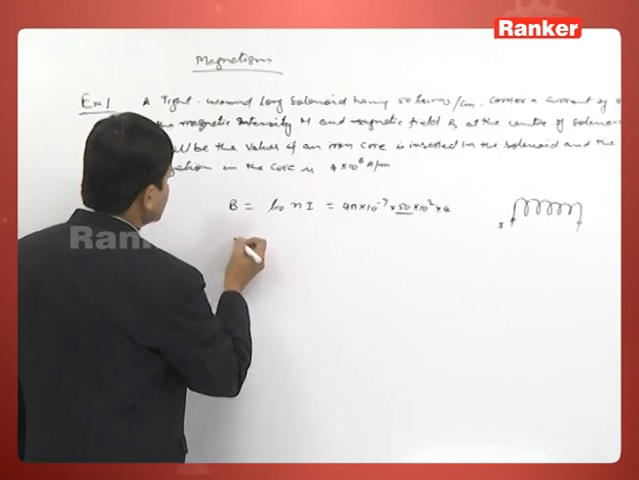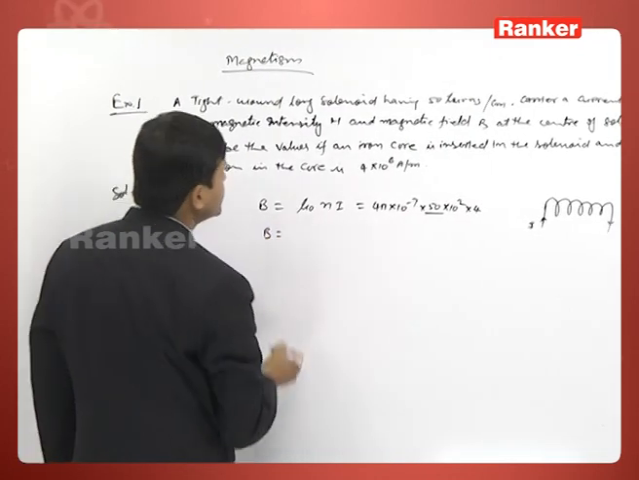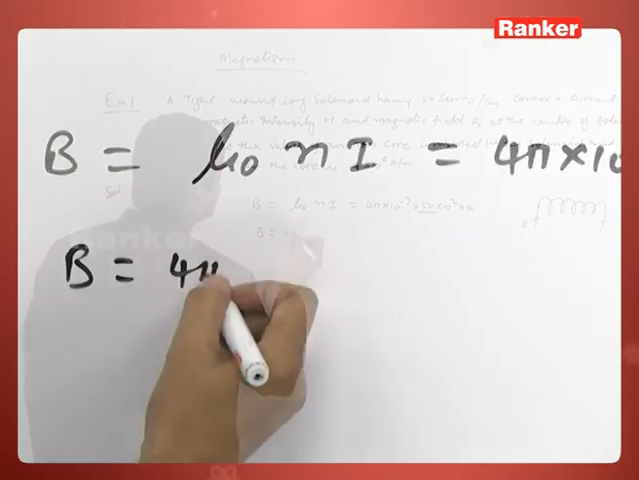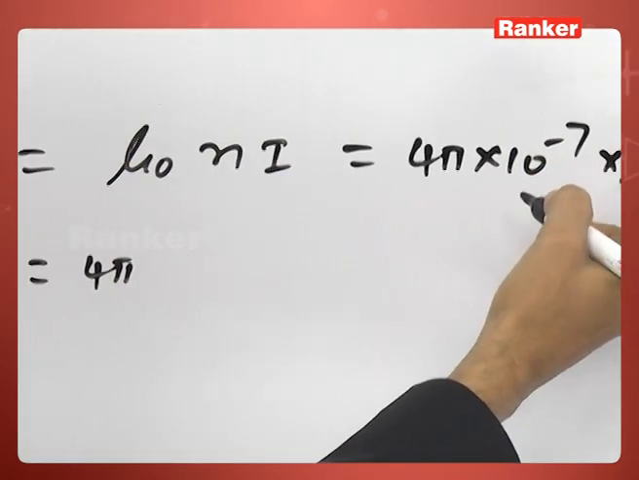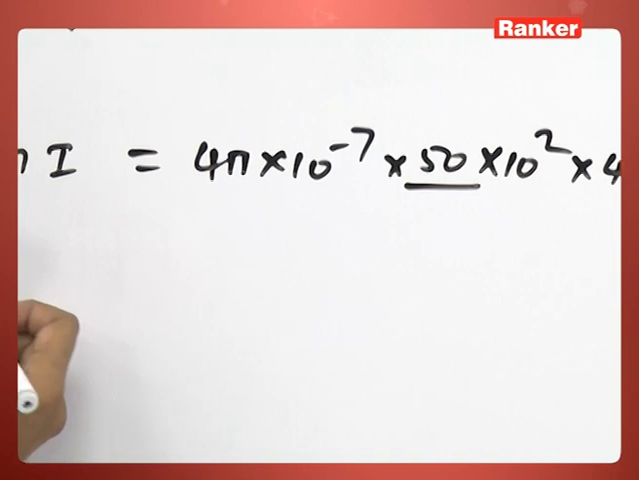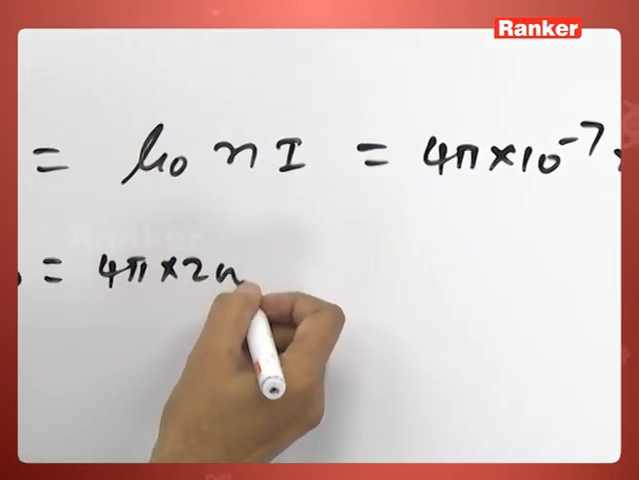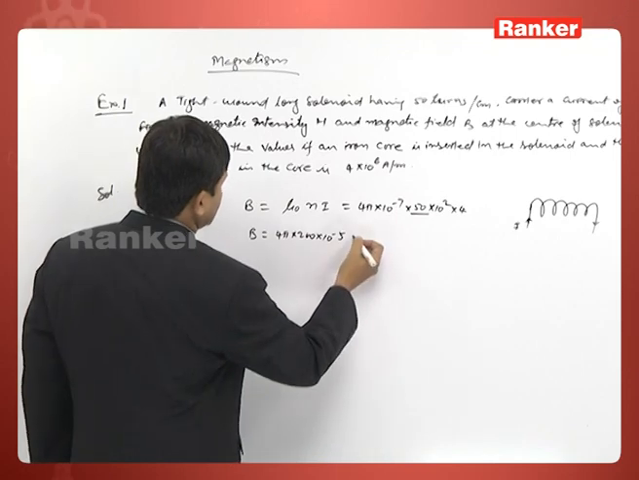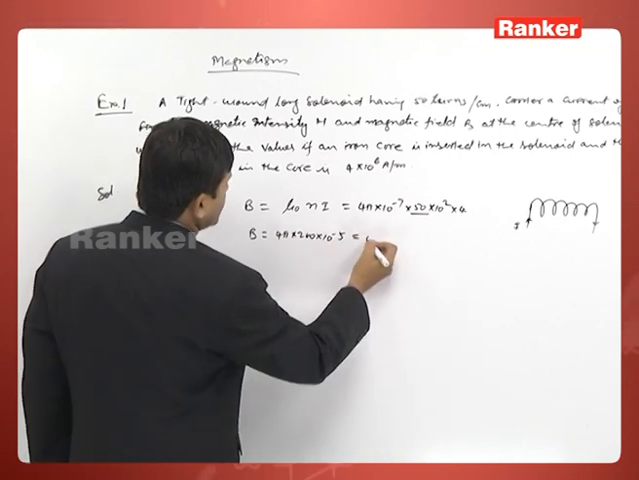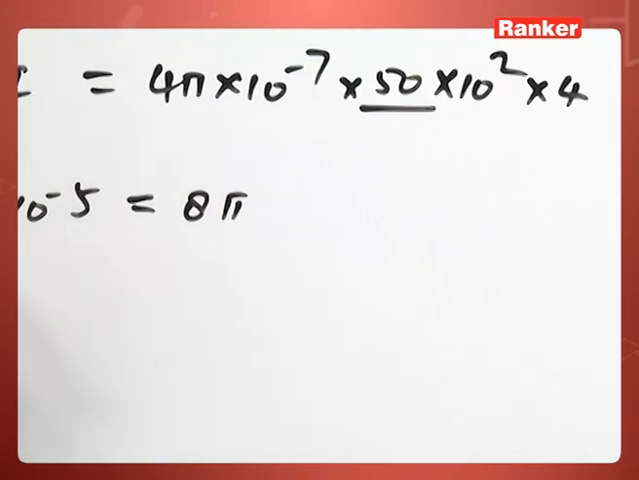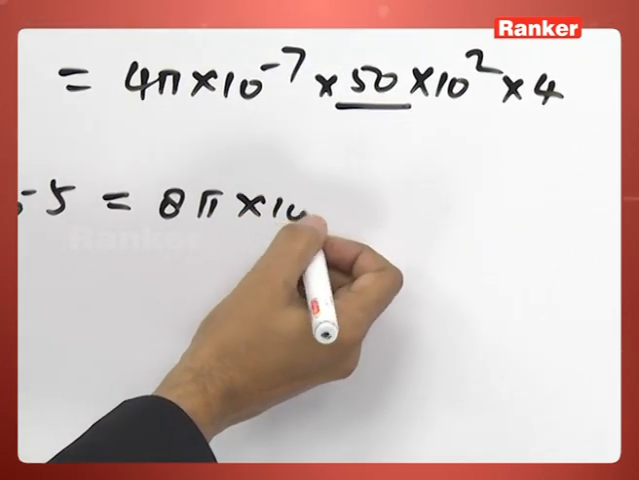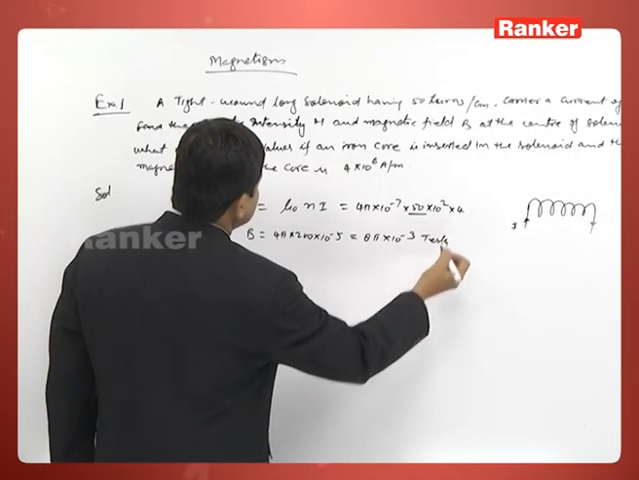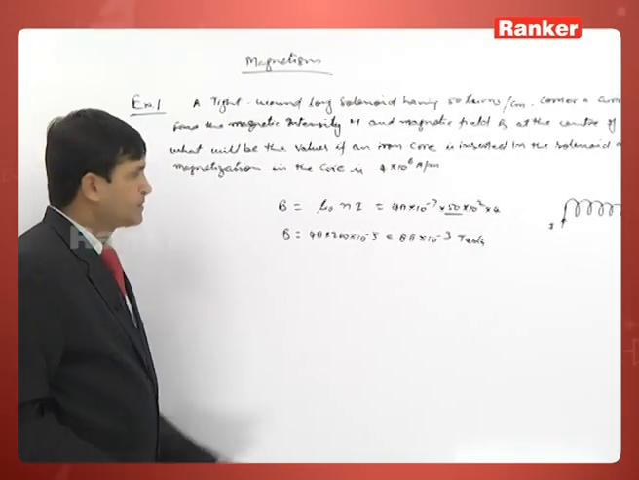And now we can simplify. So B is equal to 4 pi 10 to the minus 7, 50 into 4, 200. So 200 into 10 power minus 5. So then we can solve, 8 pi into 10 power minus 3 Tesla. This is the value of B.